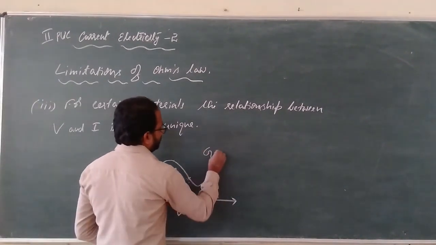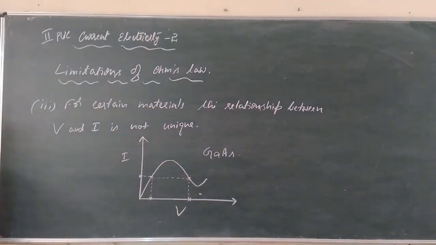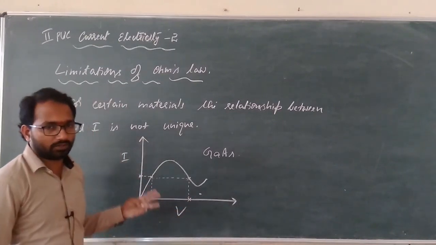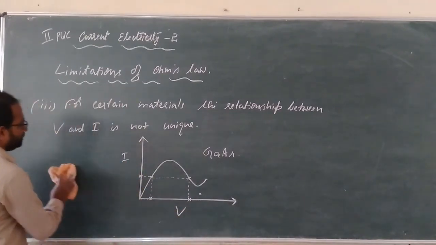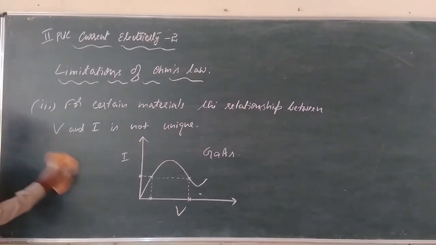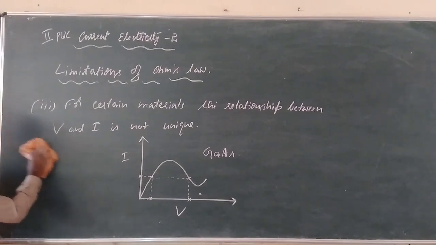Here we have taken gallium arsenide as the example. Here also Ohm's law is not applicable. So these are the important limitations of Ohm's law. It can be asked for 2 marks or 3 marks: write 2 or 3 limitations of Ohm's law.